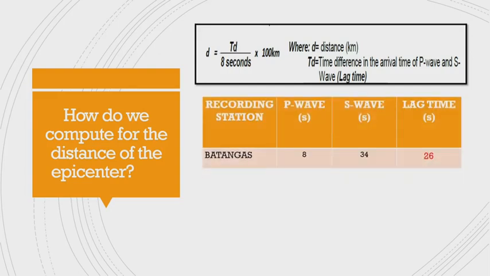So using the data we have obtained for the lag time for Batangas, we may now substitute the given to the formula. TD is equal to the time difference, which is 26 seconds divided by 8 seconds. Cancel out the unit second, which is equal to 3.25 times 100 km, is equal to 325 km. So this means that the Batangas seismic station is 325 km away from the epicenter.